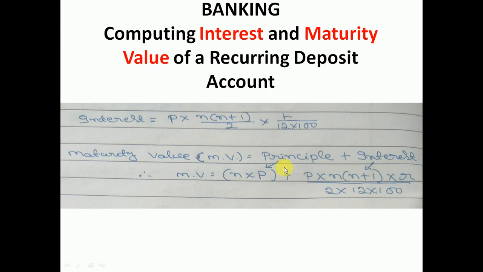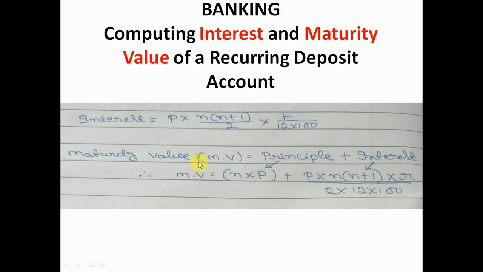Now, to know how much my investment is, it is very simple. Number of months you invested into how much you invested every month. Principal is how much you invest every month, and N stands for the number of months you invested. This is the total investment. Total investment plus the interest accumulation gives us the maturity value.